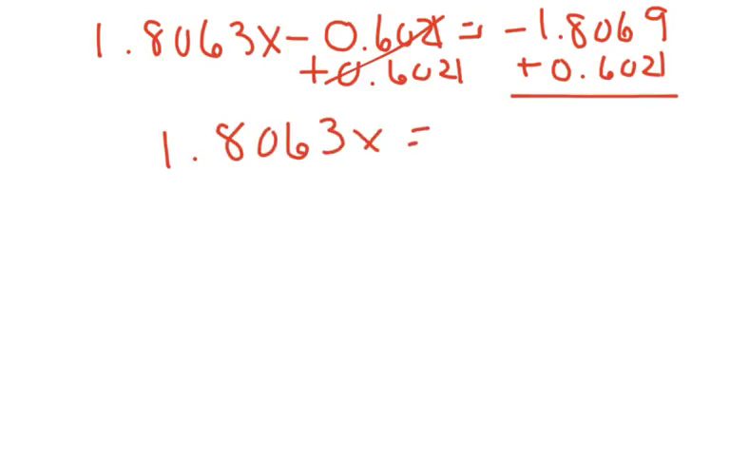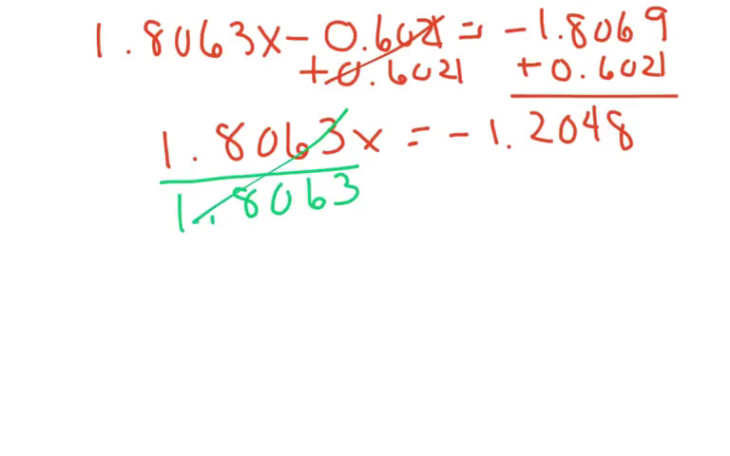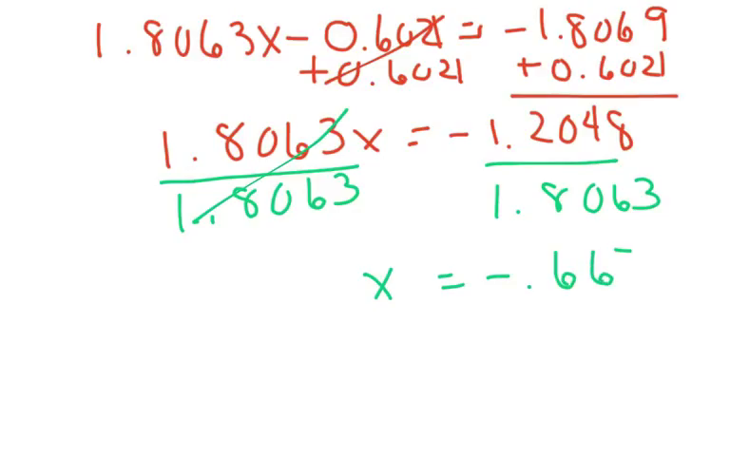1.8063x equals negative 1.2048. Then I divide both sides by 1.8063, and you get x equals negative 0.667, which is about negative 2/3. And that was a problem, and I'm not sure how many marks it was.